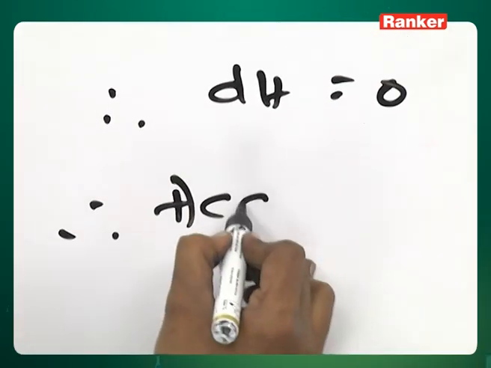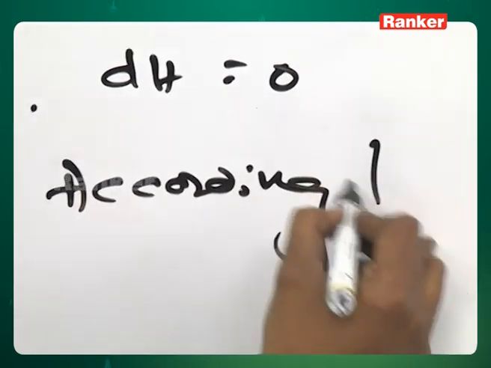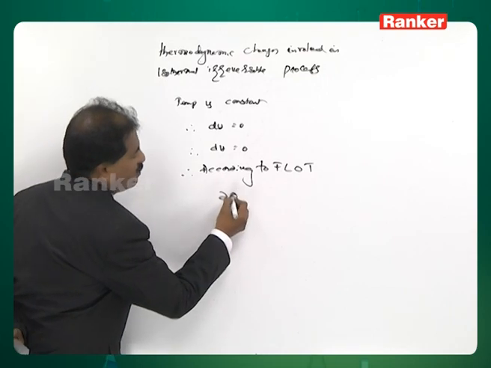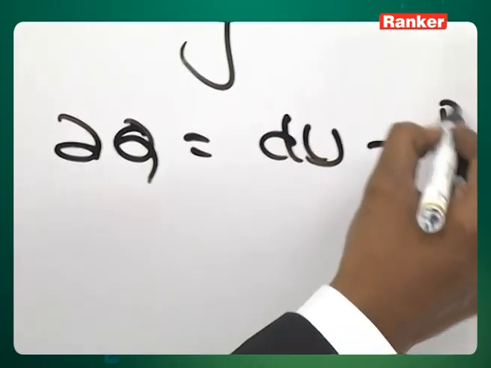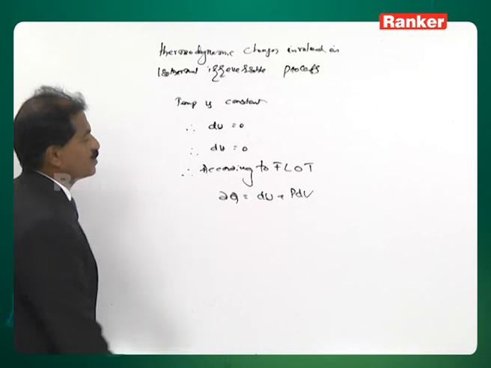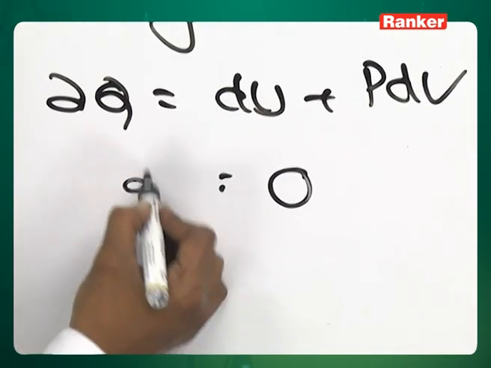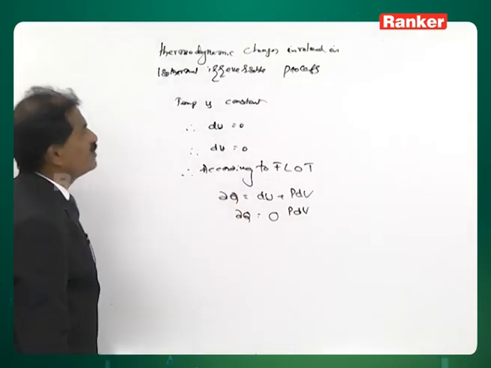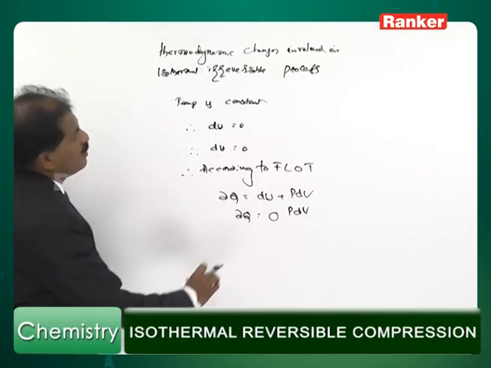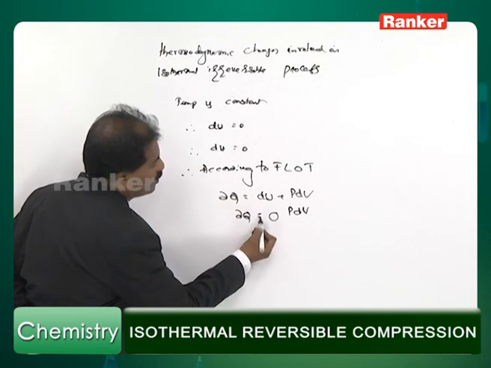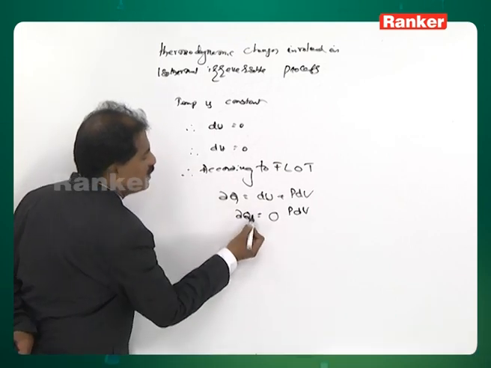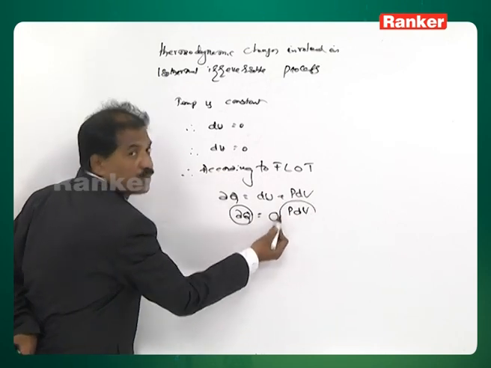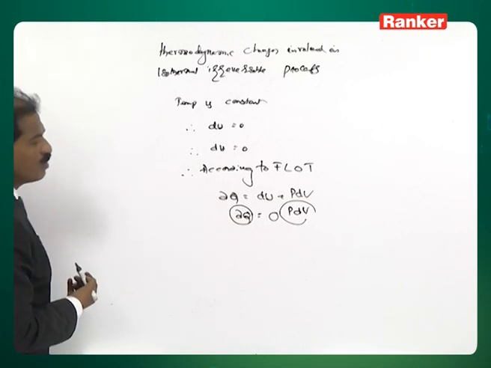Therefore, according to the first law of thermodynamics, this is the first law of thermodynamics, and dU is 0. Therefore, dou Q is equal to P dV. That means in the isothermal irreversible process also, dou Q is equal to P dV. That means the heat exchanged with the surroundings is equal to the work involved in the process.